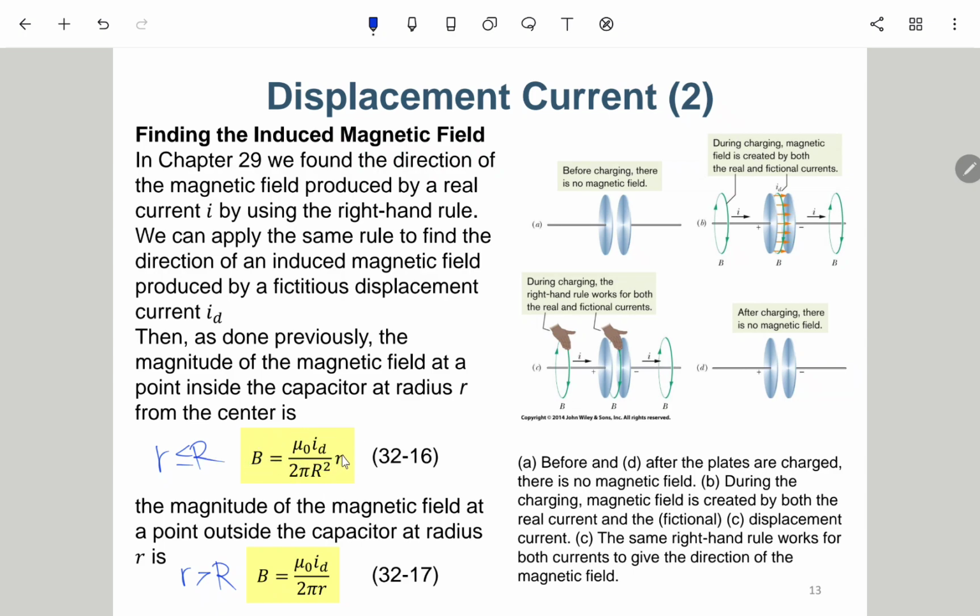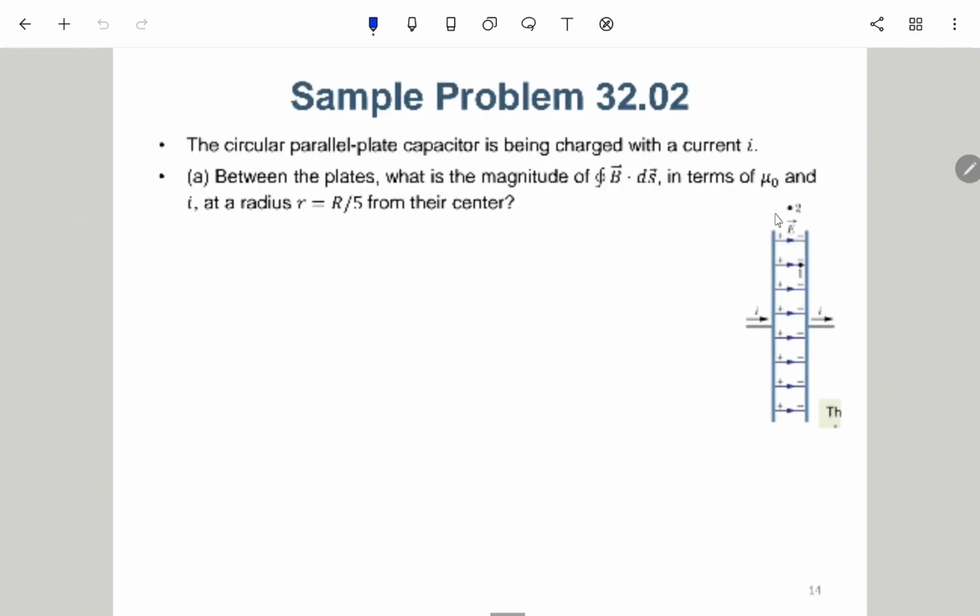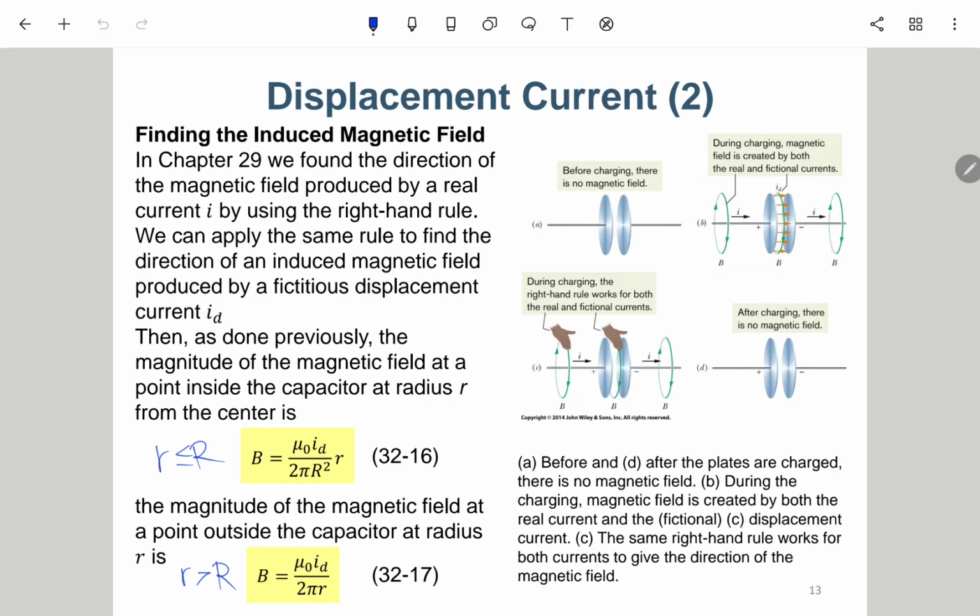This B is proportional to r. And yeah, actually we already derived it before, so I won't repeat it. You can try to practice it by yourself. You can still get this one. If you just assume there is a time-varying E field changing, it will generate a B field.